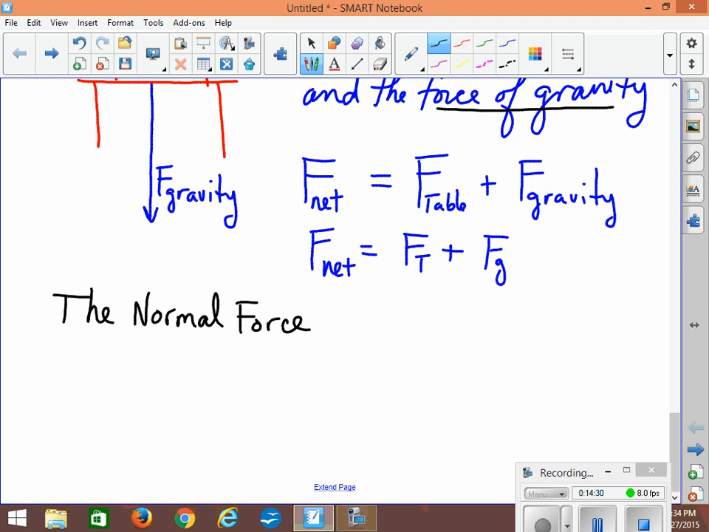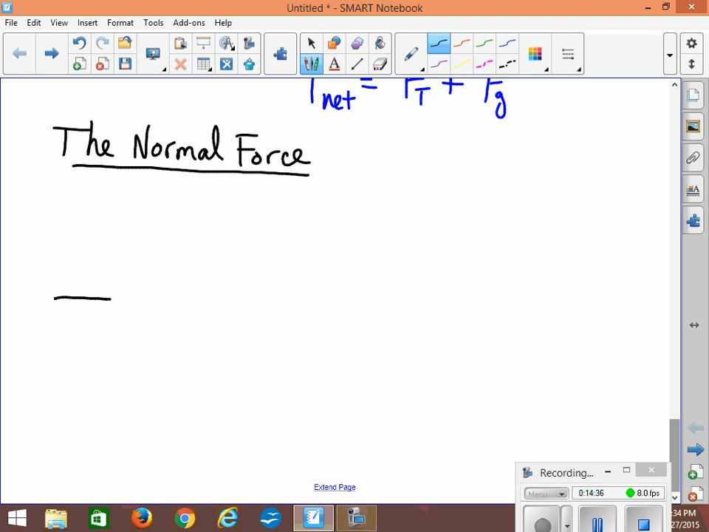And the reason we give it a special name is because it's not always a table. It could be anything. So for instance, if you have a car sitting on the ground, the car has the force of gravity pulling it down. But the ground pushes back up. And so the force of the ground is called the normal force.